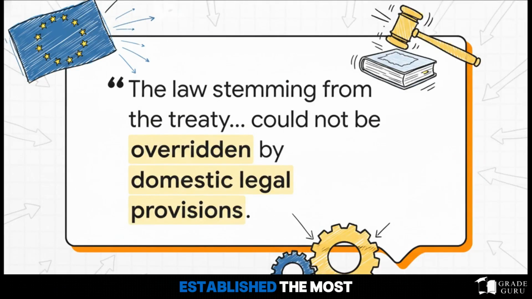And this is the case that established the most important principle of EU law, supremacy. In Costa v. Enel, the court basically declared that if a national law clashes with an EU law, the EU law wins. Every time. As the quote says, domestic law cannot override it. This principle of primacy is the very foundation of the entire EU legal system.